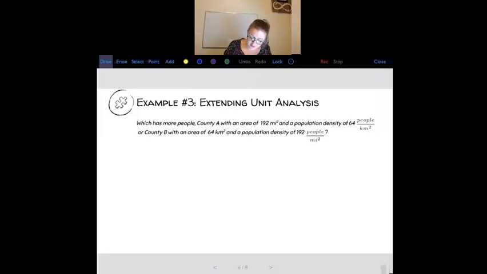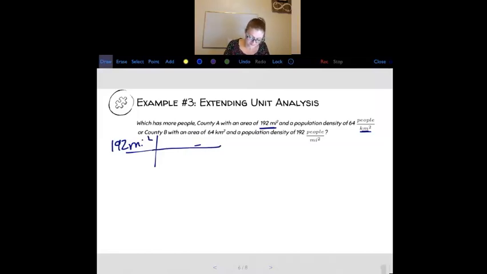So what you can do is either take 192 miles squared and convert it to kilometers squared, or convert kilometers squared into miles squared. Okay, the reason that we can't just multiply these two numbers is if we take 192 miles squared times 64 people per kilometer squared, what are we ending up with here? Our units would be a mess. Okay, so what I'm going to do is I'm going to take 192 miles squared and convert it to kilometers squared.